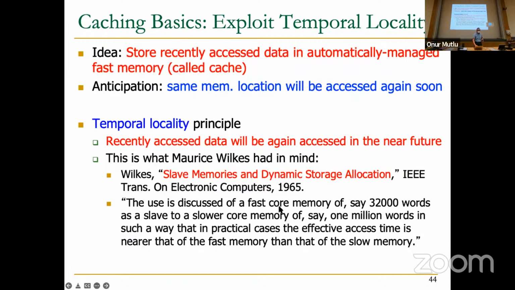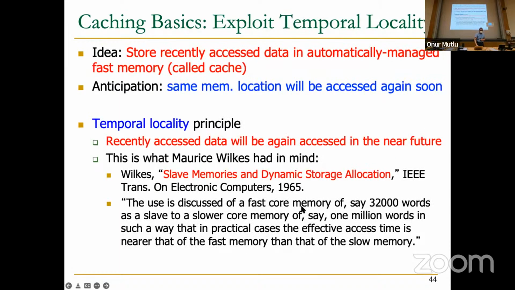The use is discussed of a fast core memory, we're going to show a picture of core memory later on, of say 32,000 words as a slave to a slower core memory of say 1 million words, in such a way that in practical cases, the effective access time is nearer that of the fast memory than that of the slow memory. I think this is a beautiful description of a two-level memory hierarchy and a cache, as you can see over here. Okay, so that's temporal locality.